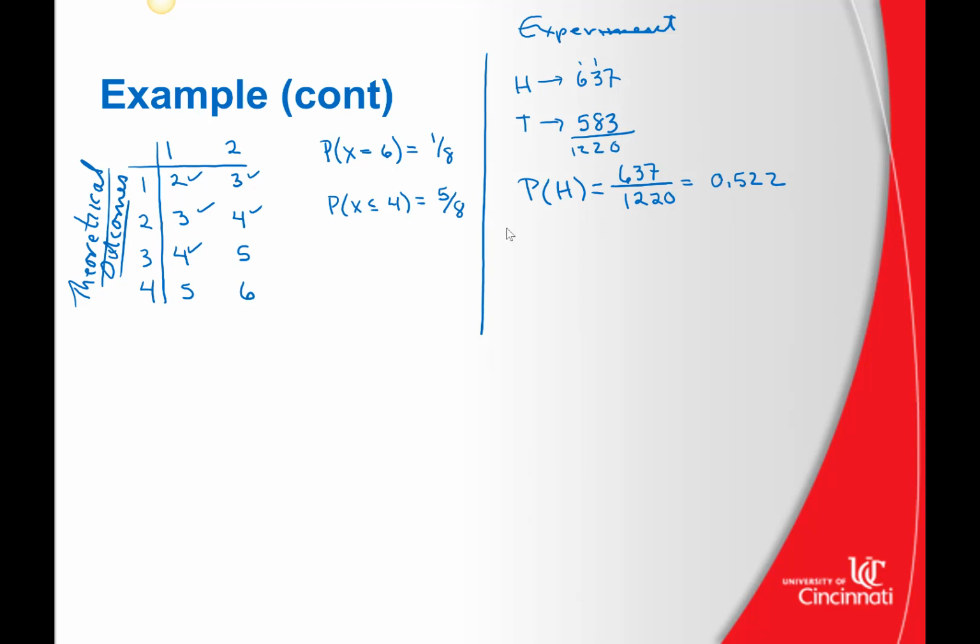There's a third way to get probabilities. The first way is a theoretical outcome. The second way is do an experiment. The third way is subjective.